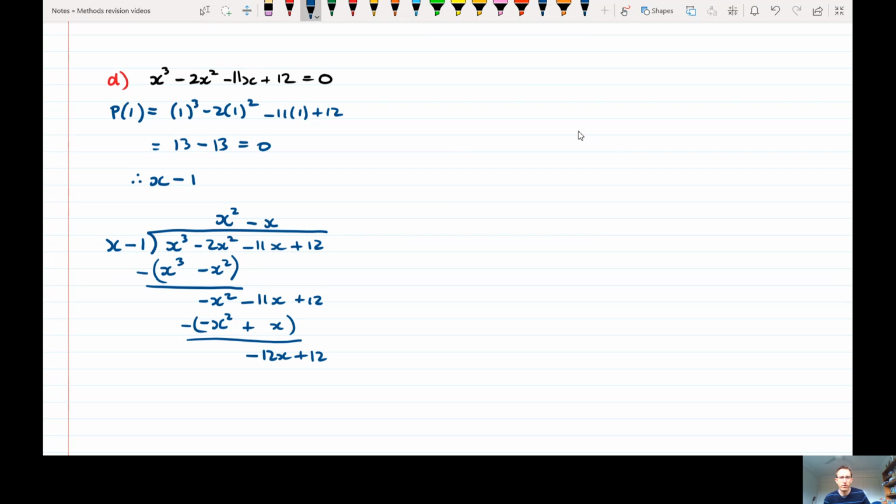Last step, negative 12x divided by x gives you negative 12. Negative 12 times x is negative 12x. Negative 12 times negative 1 is plus 12, and we subtract that result. Great, we have a remainder of 0. So all that means is I can now rewrite this thing as, instead, x minus 1, x squared minus x minus 12 equals 0.